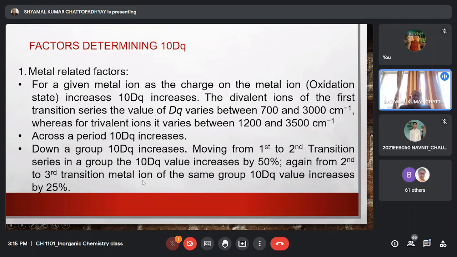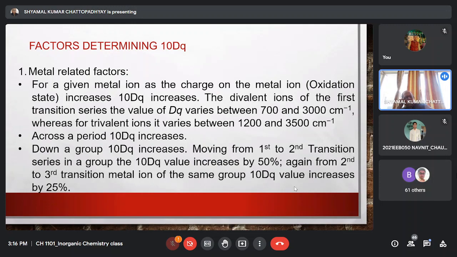Again, on moving from second to third transition metal ions of the same group, the 10 Dq value further increases by 25%. There is another 25% increase from 4d to 5d. Now, why is there a substantial increase from first to second, and a smaller increase from second to third? Because in between second and third transition series we have the lanthanides, and because of the lanthanide contraction, the radius on going from 4d to 5d orbital does not increase as much as in the case of 3d to 4d.